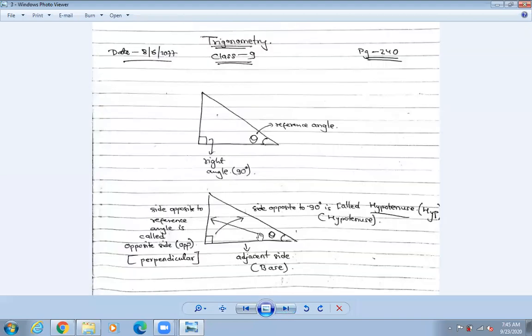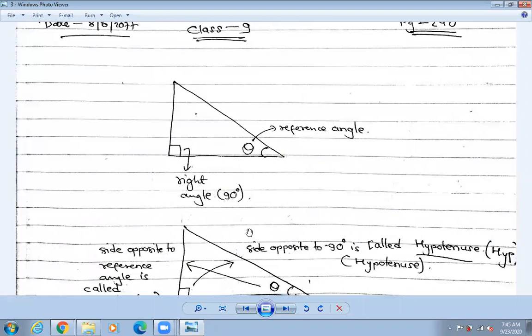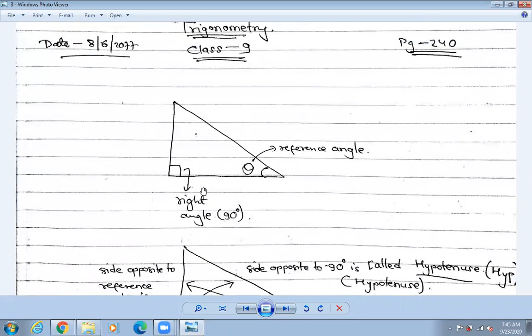These are the questions that we are going to do. I have again drawn this figure myself. This is called the right angle, that means 90 degrees. This is called the reference angle. If there is an angle, then that is called the reference angle. If there is 90, then that is called a right angle, otherwise 90 degrees.